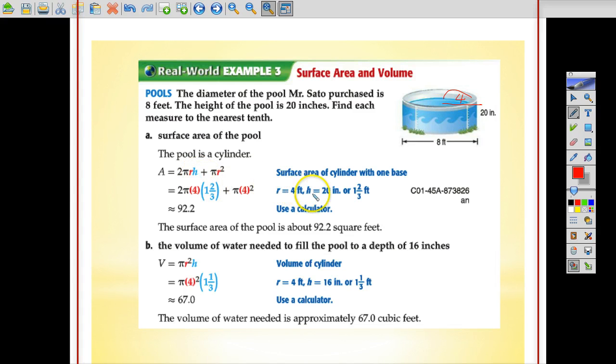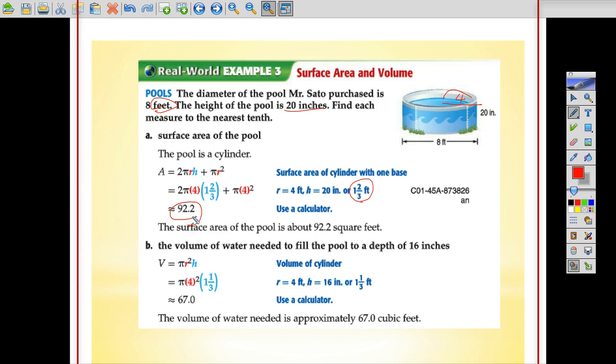will be 20 inches, okay. But oh, look at here. We're working in feet. So 20 inches is 1 and 2/3 feet. Okay. So that's why we have 1 and 2/3. We convert it into feet because we're not going to do inches. And then again, the r is 4. So when we put this equation in, you can absolutely use a calculator. So 2 pi times 4 times 1 and 2/3 plus pi times 4 squared. You can put that all in one equation in the calculator and press enter, and boom, you have 92.2.